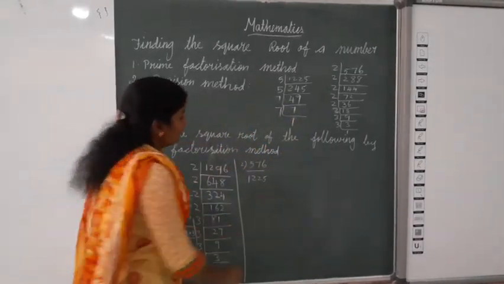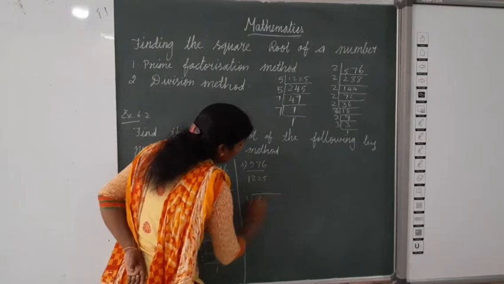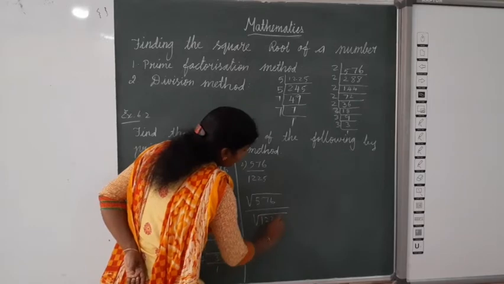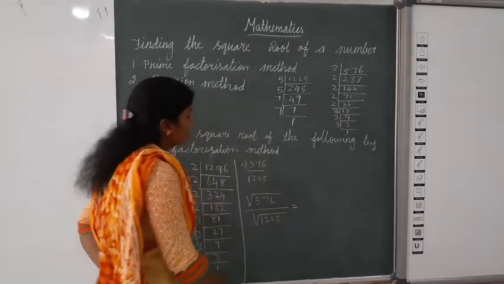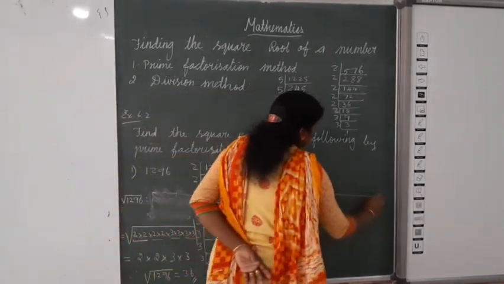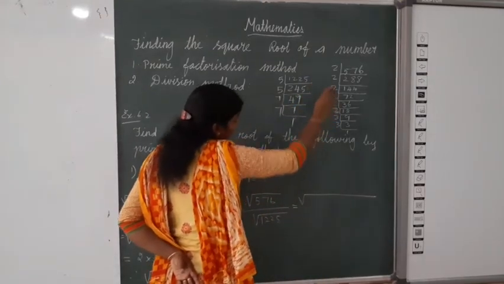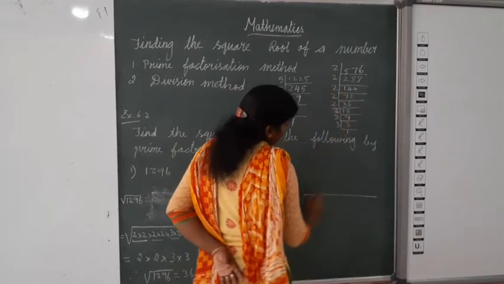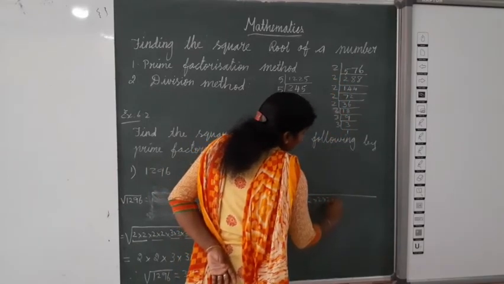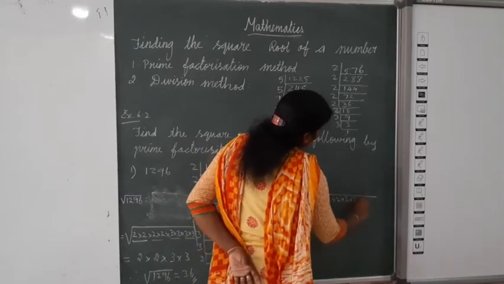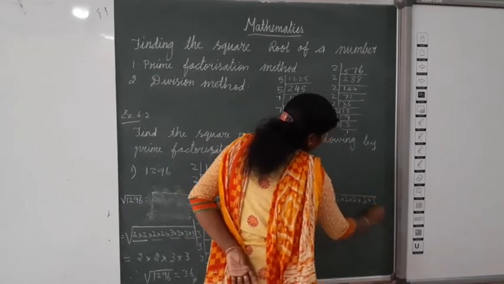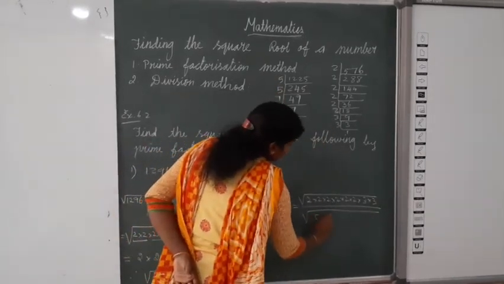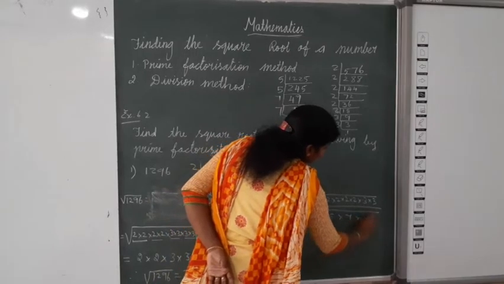Now the root of 576 divided by root of 1225 equal to. Now we can write inside the square the prime factors of 576. 2 how many times? 1 2 3 4 5 6. 2 into 2 into 2 into 2 into 2 into 2, then 3 two times, divided by square root of 5 into 5, then 7 into 7.